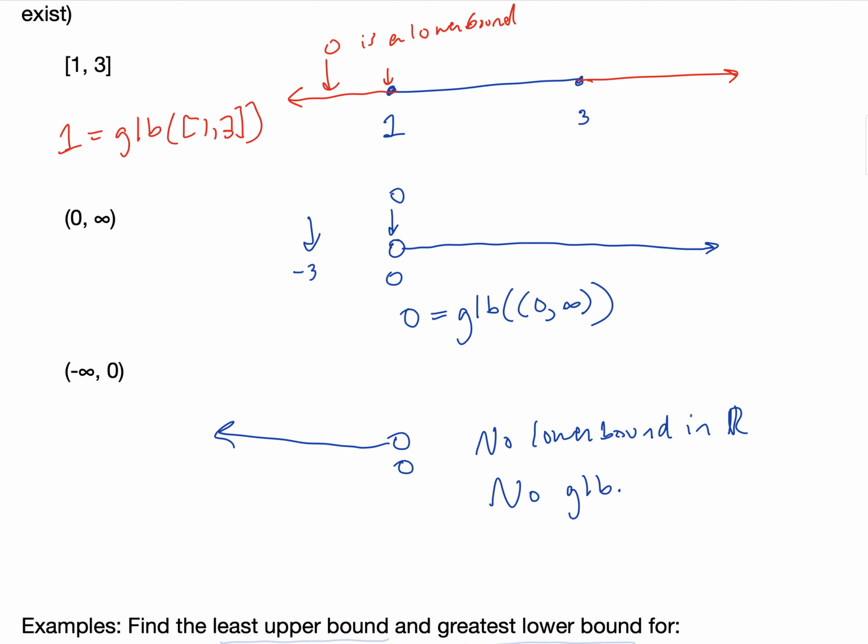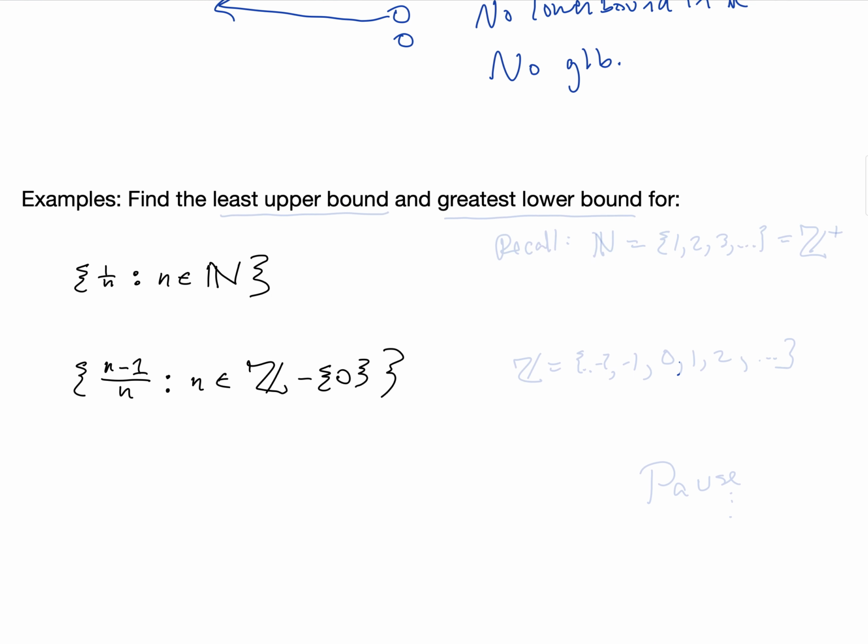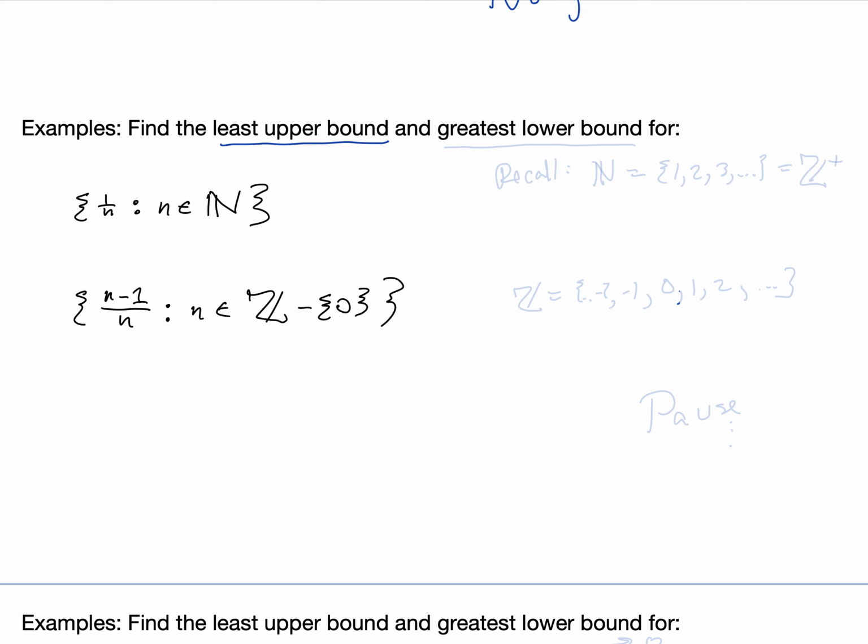Okay, here is another collection of sets, and for these I would like you to find both the least upper bound and the greatest lower bound for these two sets below. Now the first, 1 over n, such that n is an element of the natural numbers, and just recall, the natural numbers is like the set of counting numbers, so this is 1, 2, 3, etc. This can also be written as the positive integers.